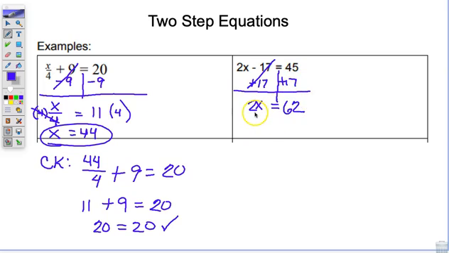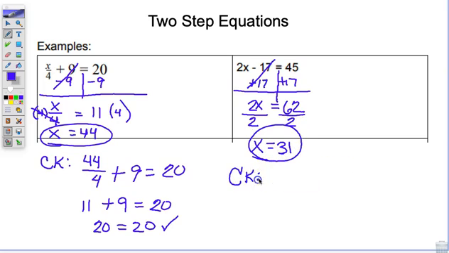This represents multiplication, so we're going to undo that by dividing. Instead of 2 times x, we're going to divide x by that 2. When we get x by itself, because 2 divided by 2 is 1, remember we do not write a 1 in algebra next to the variable, it's invisible. 62 divided by 2 is 31. And let's give that a circle.